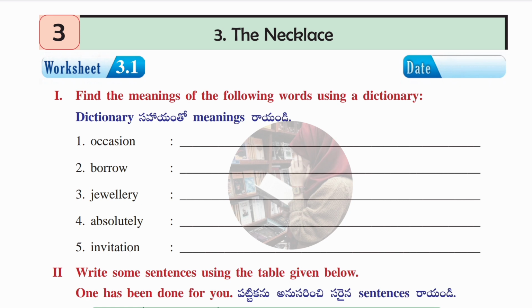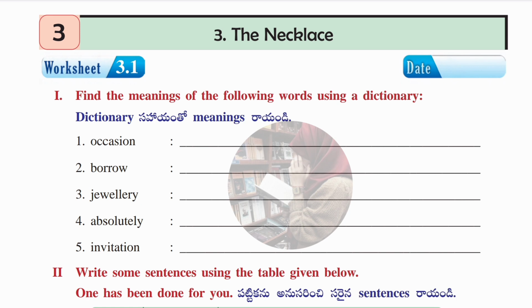So today in this video we are going to discuss 5th class English 3rd unit workbook answers. Yes, unit 3, which is The Necklace, entire workbook answers we are going to see here. Okay guys, so without wasting any time, let's get into the video.